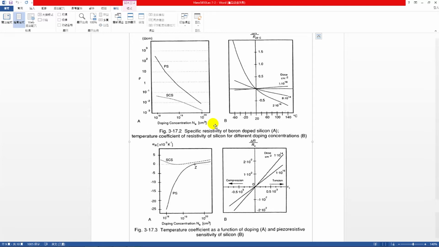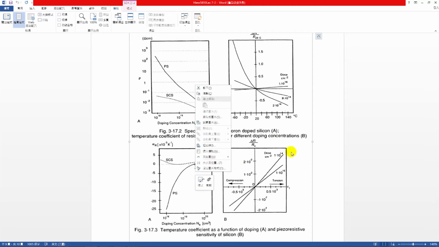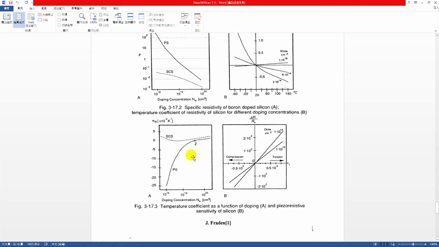When you have a very high doping level of polysilicon, you can see we can lower the temperature sensitivity, and you can even get the Z point. The Z point means that at this kind of doping level, you get zero temperature sensitivity for polycrystalline silicon. So you still can do that using polycrystalline silicon. Just try to adjust the doping level to this position. Now, we consider the last part.